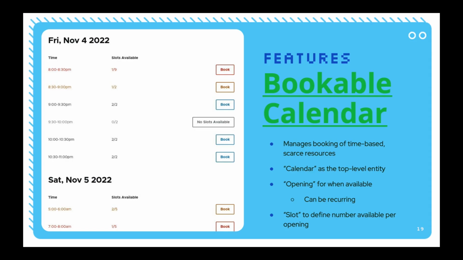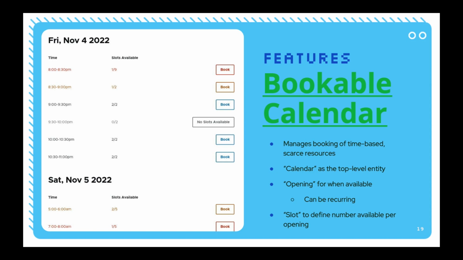So the idea of saying, we want to book a meeting room and you can't have two events in the room at the same time, or maybe you have some kind of group session and people can drop in, but not more than 10 at a time. And if you have that kind of a use case, that's perfect for bookable calendar.